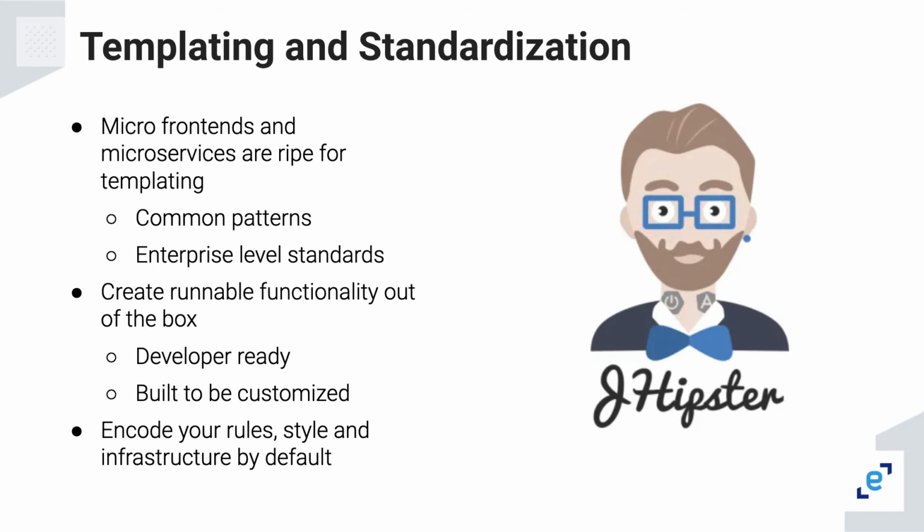Next, I want to talk about the role of templating and standardization in this architecture. Micro frontends and microservices are really ripe for capturing value from templating. And templating gives you the ability to capture common patterns or enterprise level standards, the way that you do things, the way that you build micro frontends, the way that you build microservices, and then set them up so that developers are accelerated or out of the box with all of the functionality that you need. At Intondo, we use an open source tool called JHipster, and we use JHipster blueprints to customize the way that we build micro frontends and the way that we build microservices for our end users and our customers. Intondo is also working on creating a JHipster Quarkus blueprint that includes micro frontends.